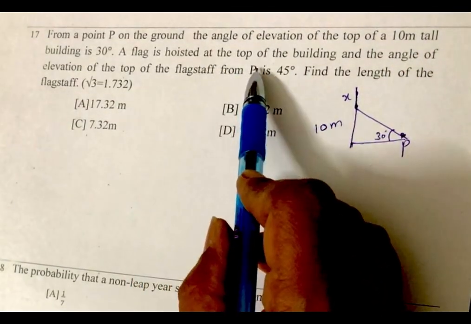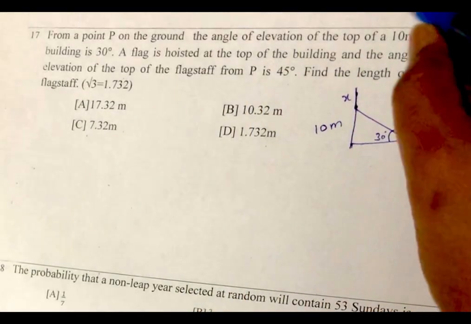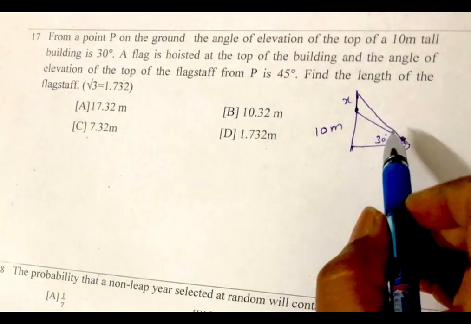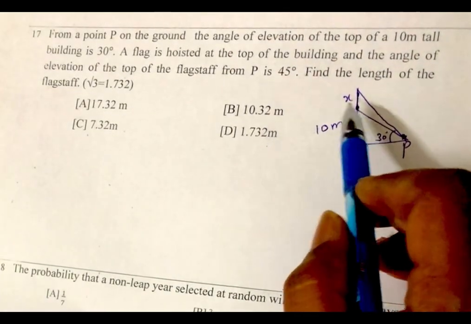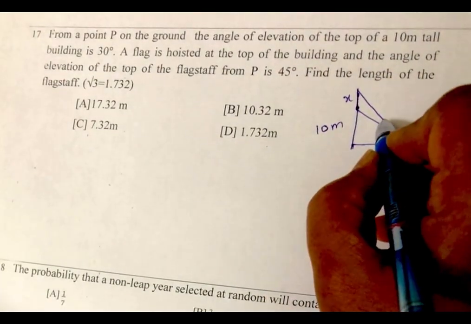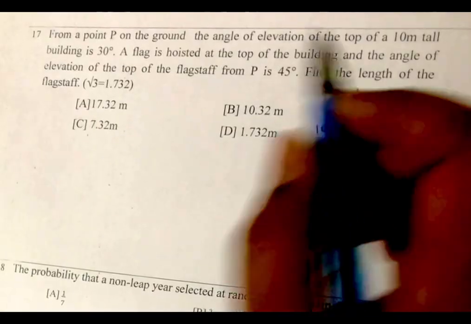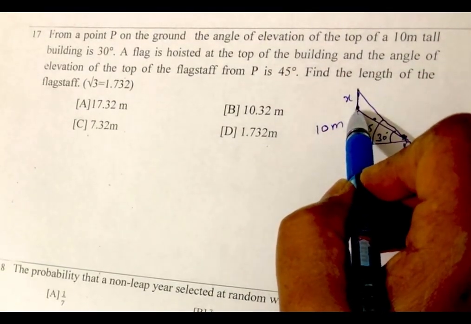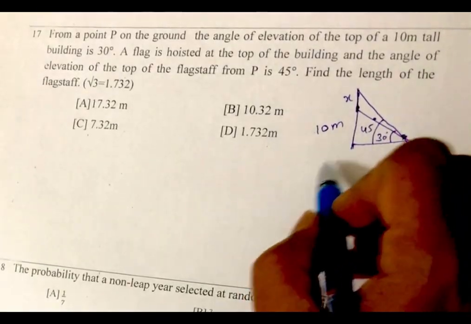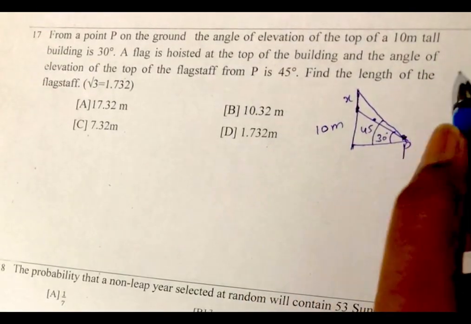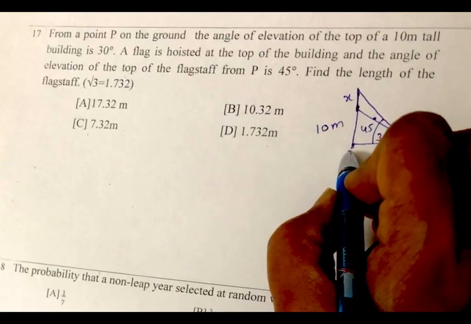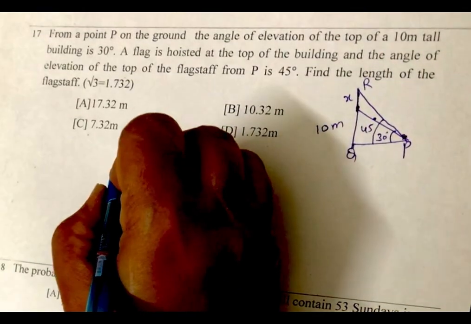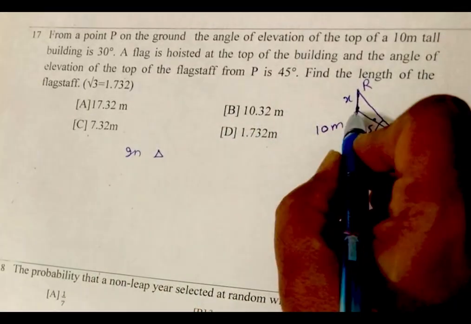Now a flag is hoisted at the top of the building and the angle of elevation of the top of the flag staff from P is 45 degrees. Now this angle is 45 degrees. Find the length of the flag staff. You have to find the value of x. Now in this triangle, let this be point Q, and this be R. Now let this point be S.